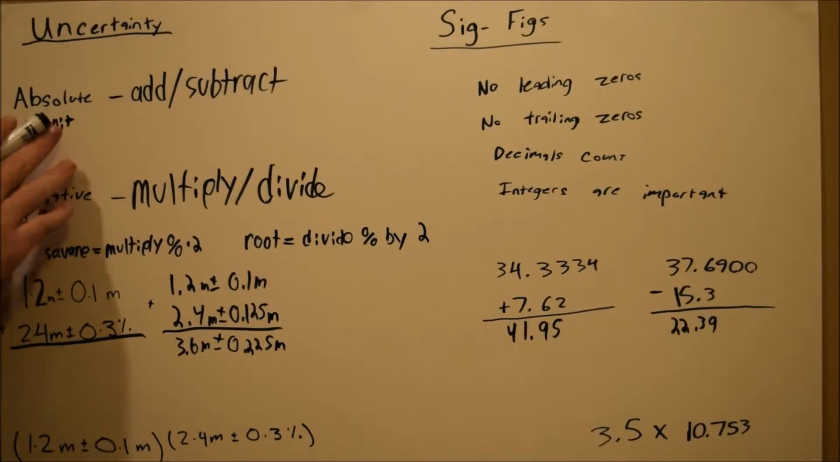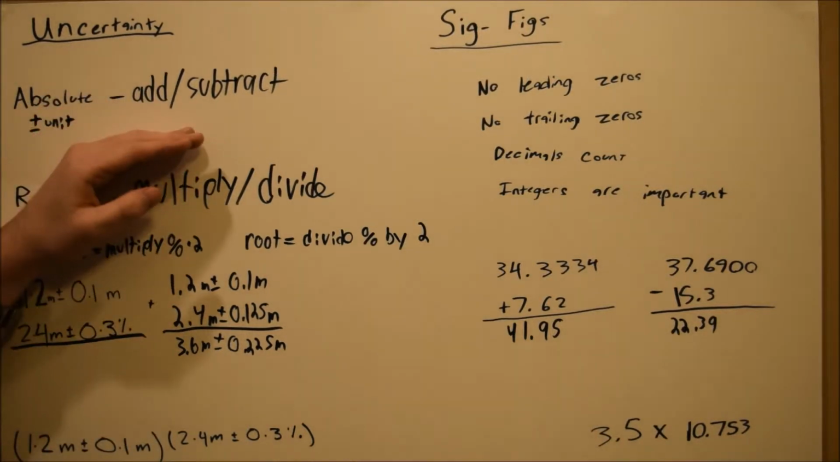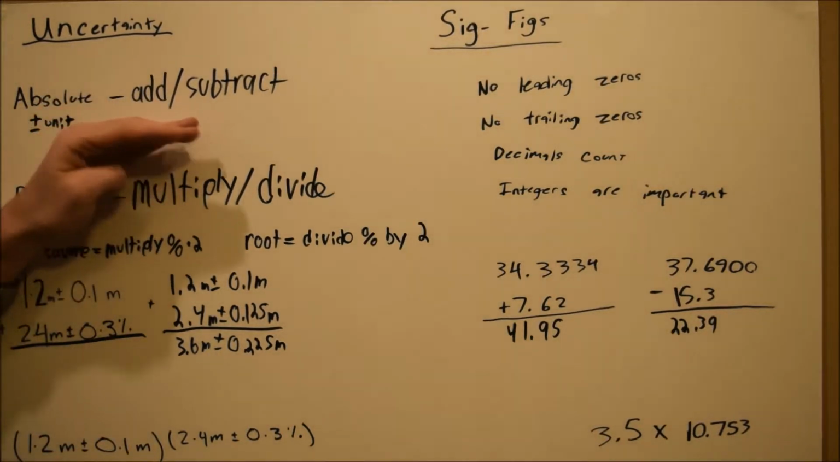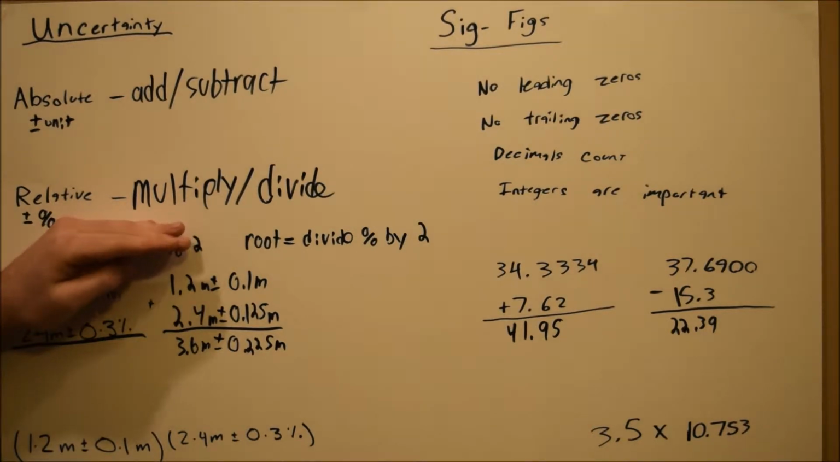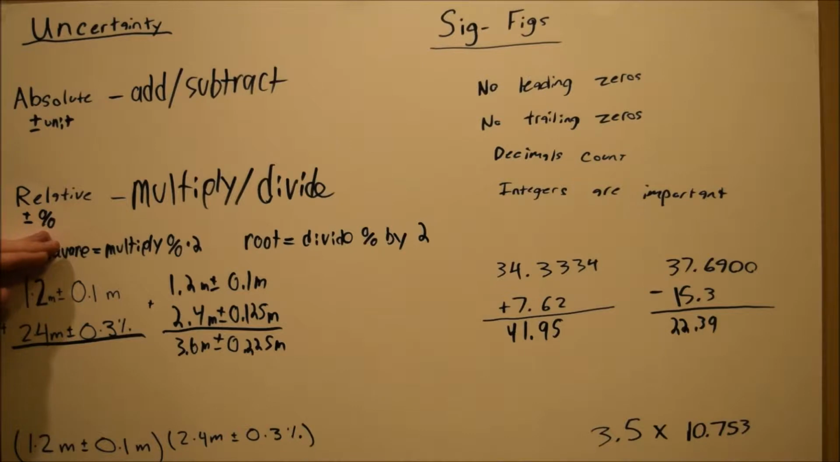Okay, so today we are starting off with uncertainty. Absolute uncertainty is also known as plus or minus a unit, commonly seen down here, 1.2 meters plus or minus 0.1 meters. That is only used for addition and subtraction. The reason why is you use relative for multiplication and division, which is also known as plus or minus a percentage, shown down here.